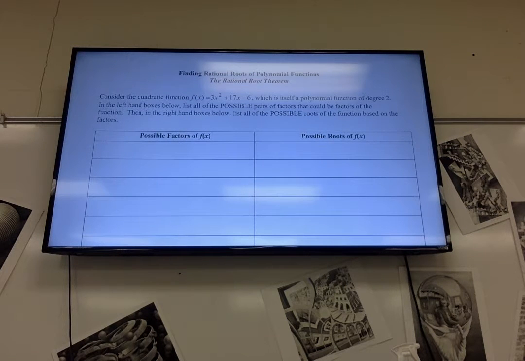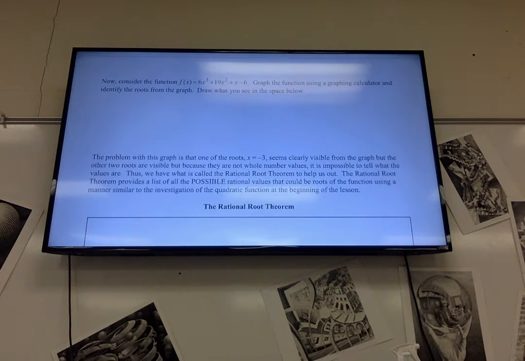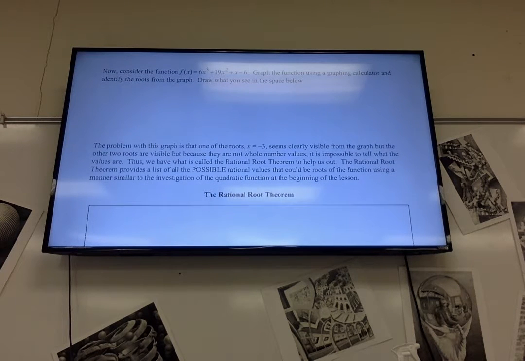This time, we're going to be working on rational roots and polynomials. And if I had looked at this a little closer before I printed it off, I'm going to print it off. This first page, you can put an X through the first page and go straight to the back page.